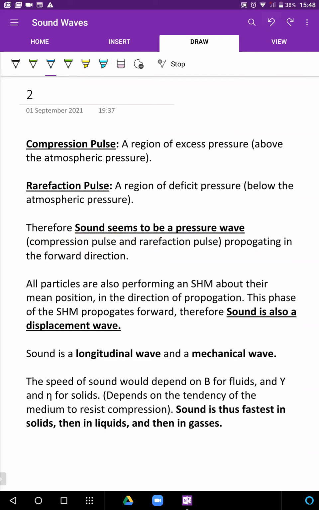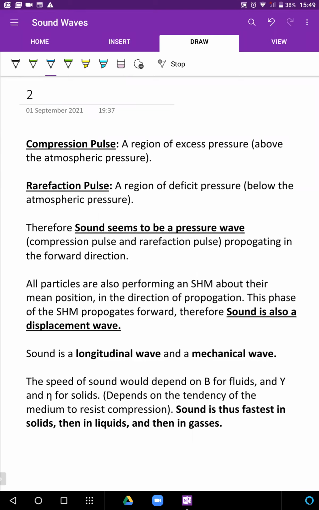All particles are also performing an SHM about their mean position in the direction of propagation. So if you remember, particle 2 went to its extreme, came back, went to the negative extreme, came back. All of this was parallel to the line along which the sound wave was propagating.